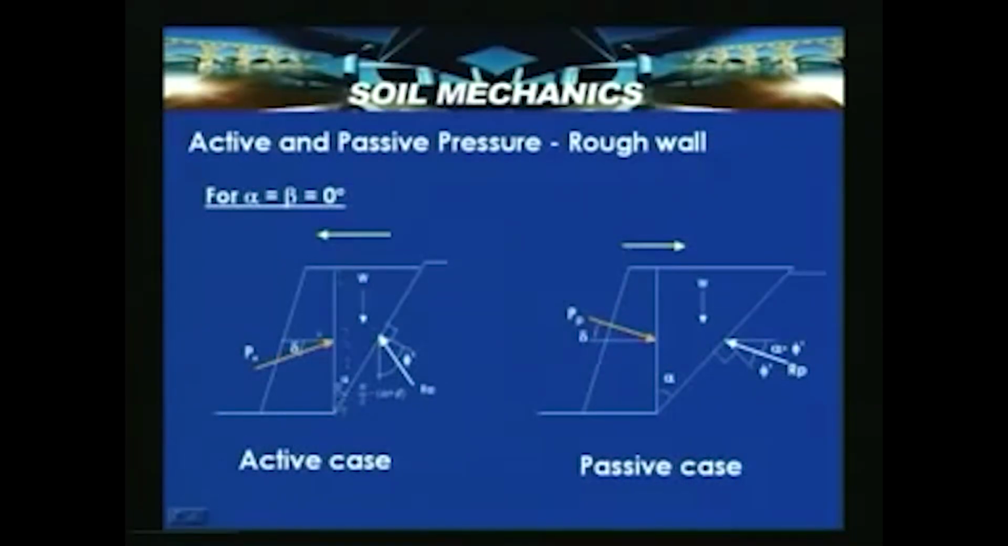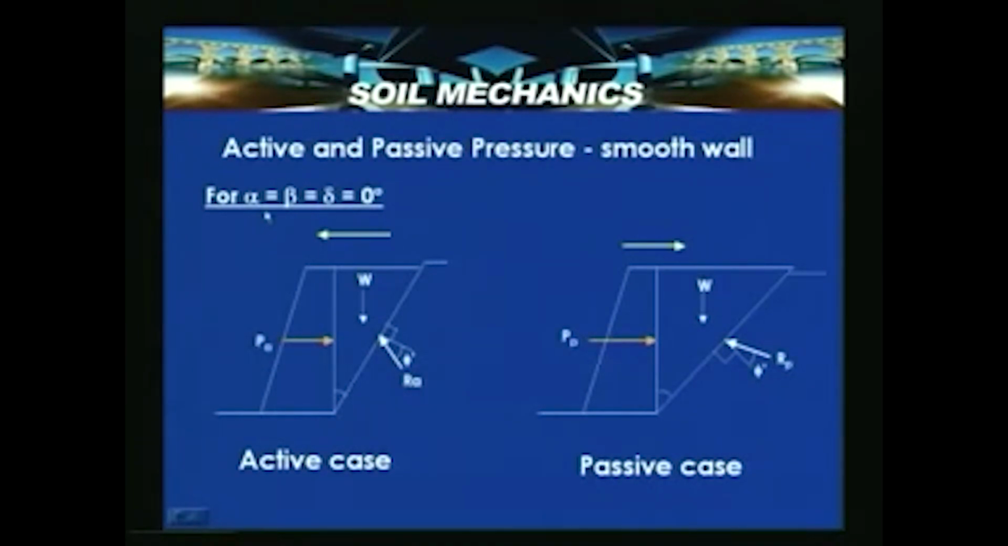So, active and passive pressure for a rough wall, that is with this particular interface, for alpha equal to beta equal to 0, these are the conditions for the active case, and for the passive case the similar condition applies. The difference is that, as I said, for alpha equal to beta equal to delta equal to 0, the solution converges to the Rankine condition and fulfills the ideal Rankine's case.